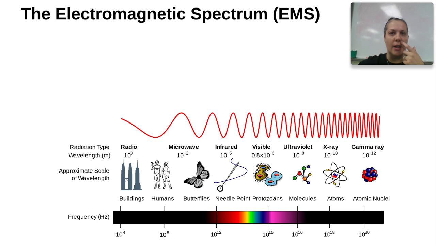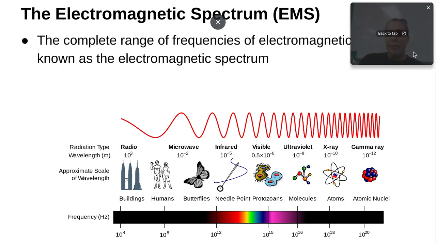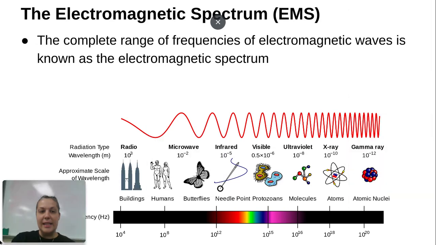Hi, everyone. So today we're going to be talking about the electromagnetic spectrum. We've been talking about electromagnetic energy, the waves and their different properties, but now let's look at the spectrum, the range of different properties. So what we call the electromagnetic spectrum is a complete range of frequencies, and their different properties are related to different types of electromagnetic energy.